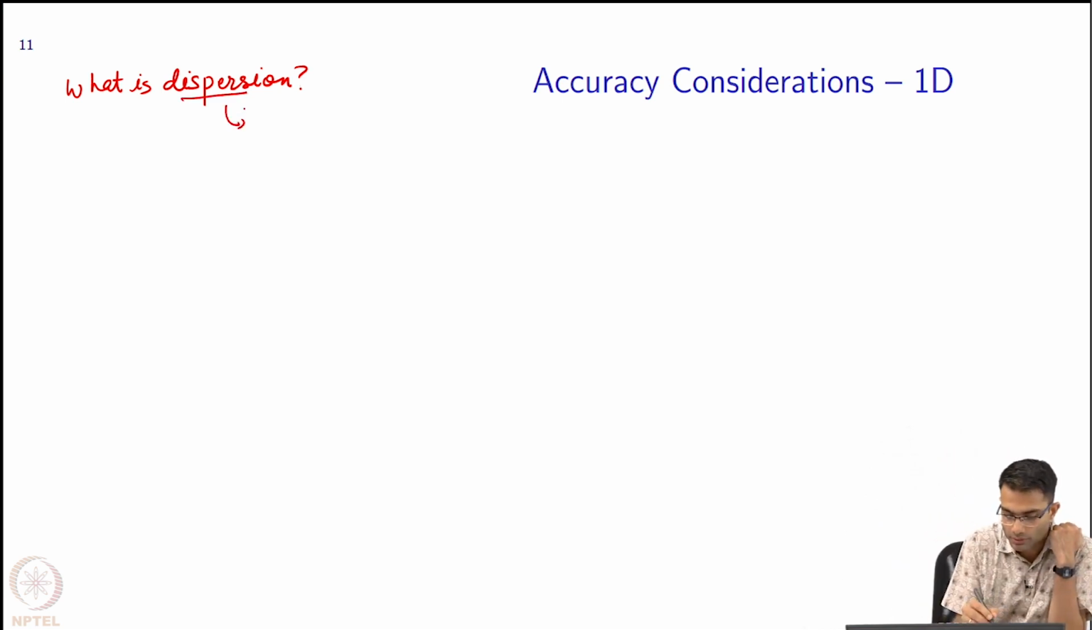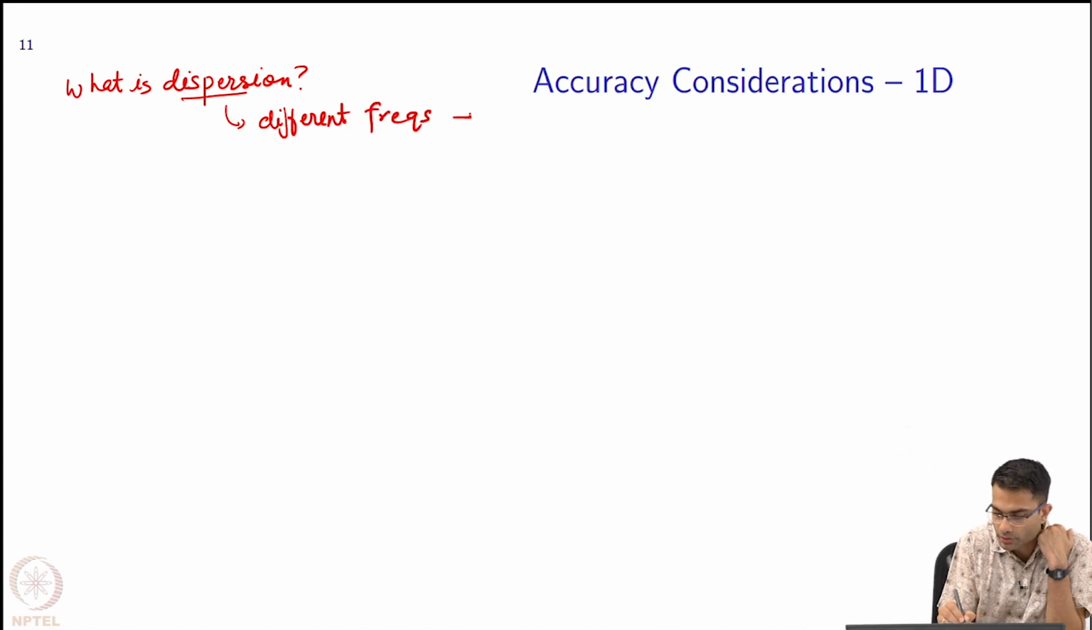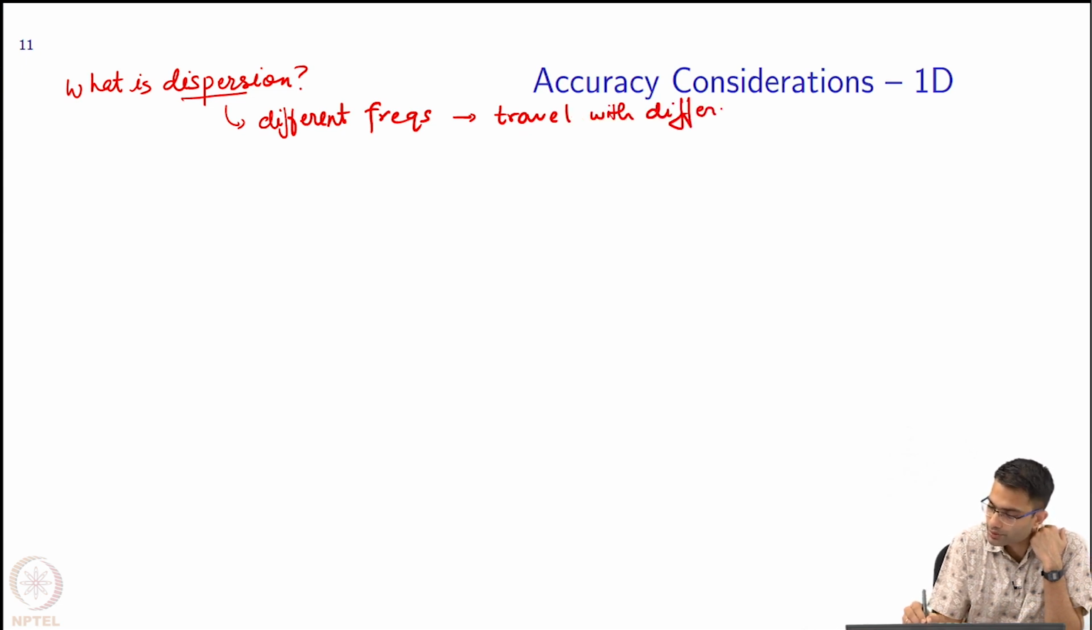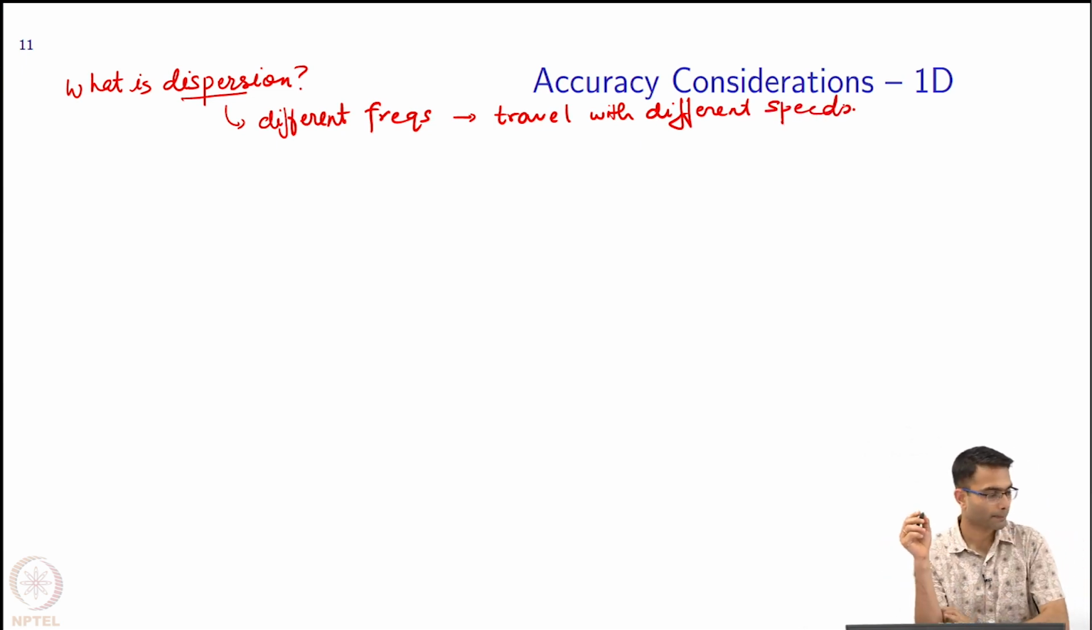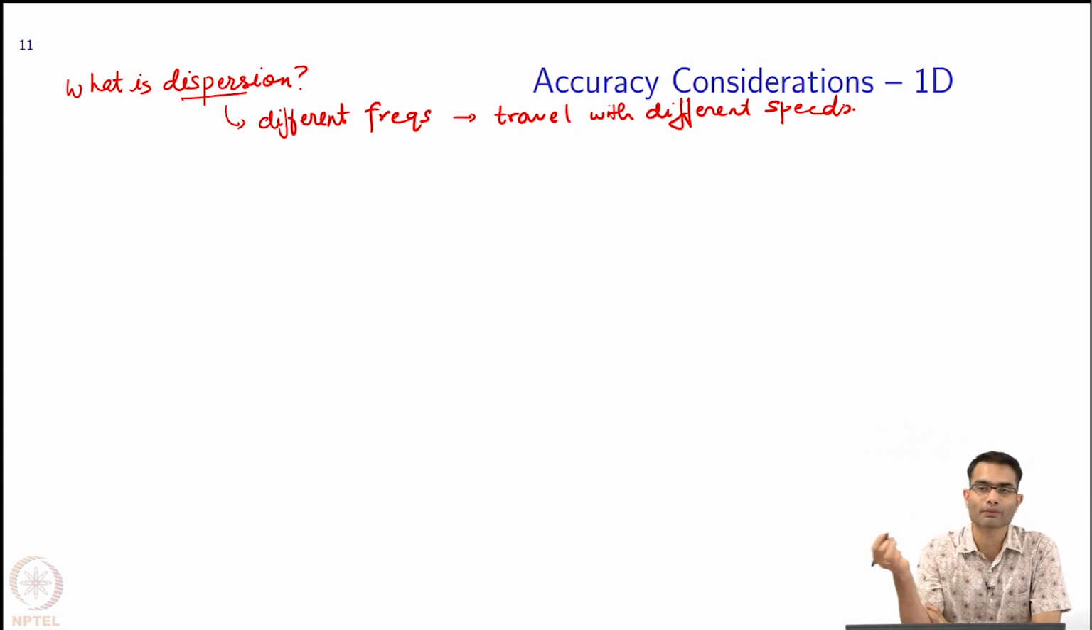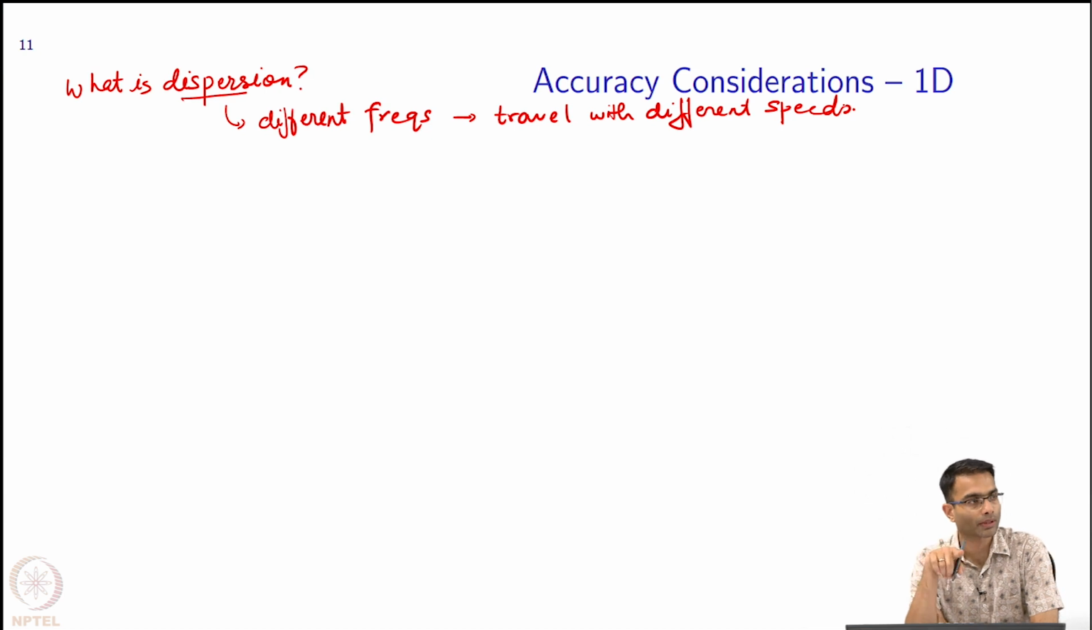So, different frequencies travel with different speeds. Okay. So, this everyone knows is a physical phenomena, right? This is the reason why, for example, you have a rainbow, because the light is traveling at different speeds and the water bubble, it disperses.